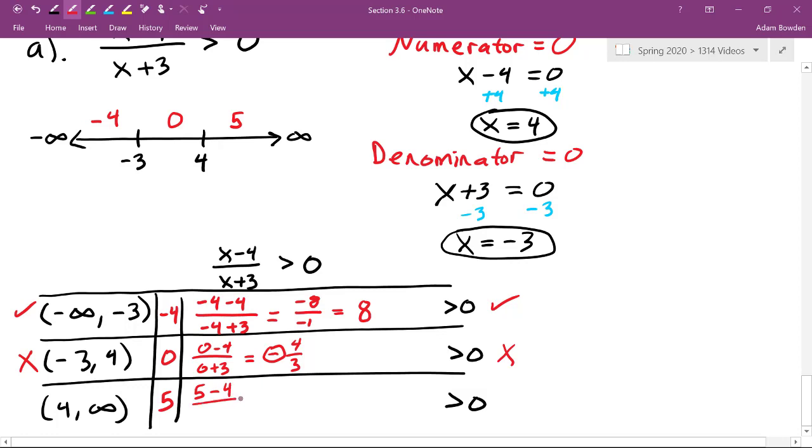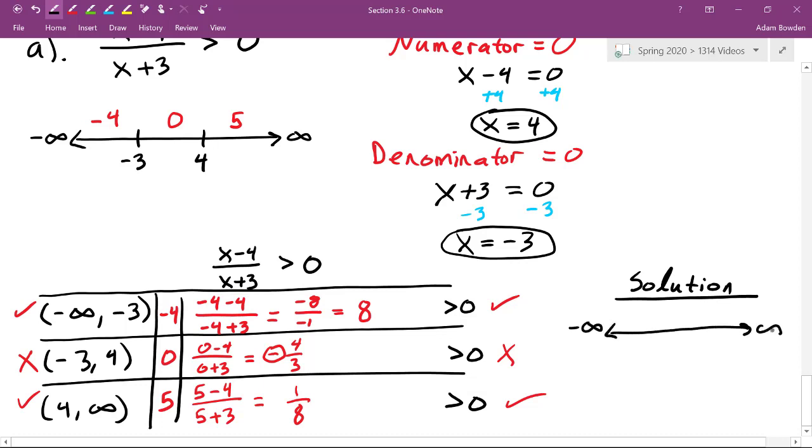If we plug a 5 in, looks like we're going to get positive 1 over 8. That is greater than 0, so that one checks out. So we have two different parts that check out as our solution. And we can put those together to make the full solution to this inequality.